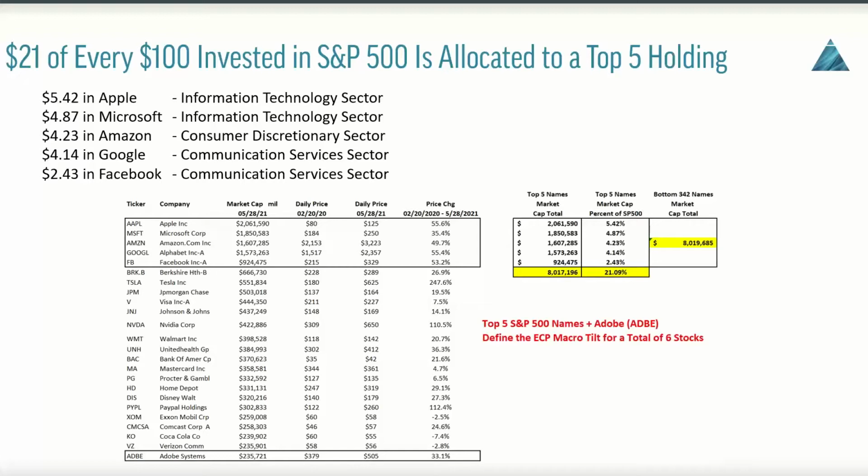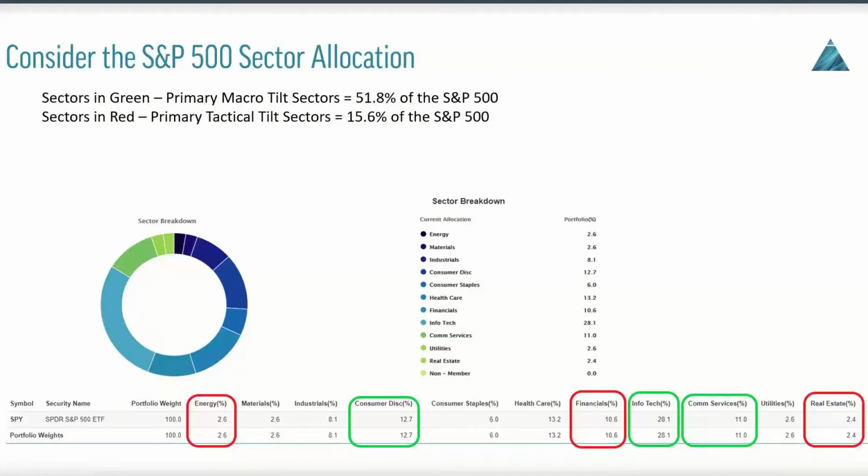These are the sectors we have to pay close attention to. These sectors in and of themselves represent a massive weight in the S&P 500, let alone these 5 names comprising a whopping 21.09%. So again, it's the top 5 S&P 500 names plus Adobe. These inherently define the ECP Macro Tilt for a total of those 6 stocks. Should come as no surprise. If you're not allocated to those 6 names, when those 6 names happen to break out, as we've experienced in the past, your returns can suffer dramatically.